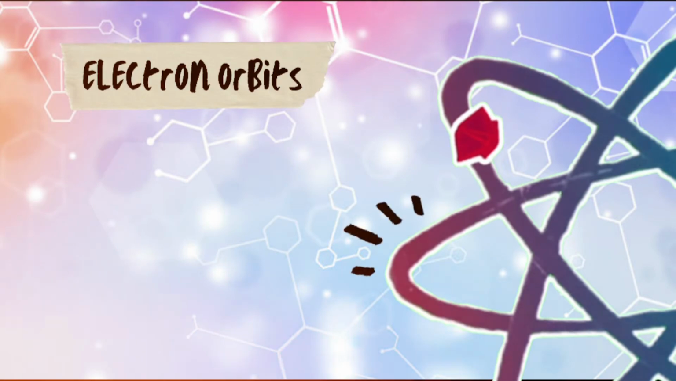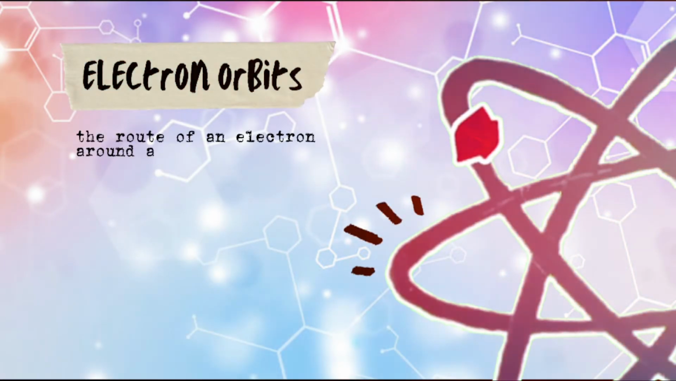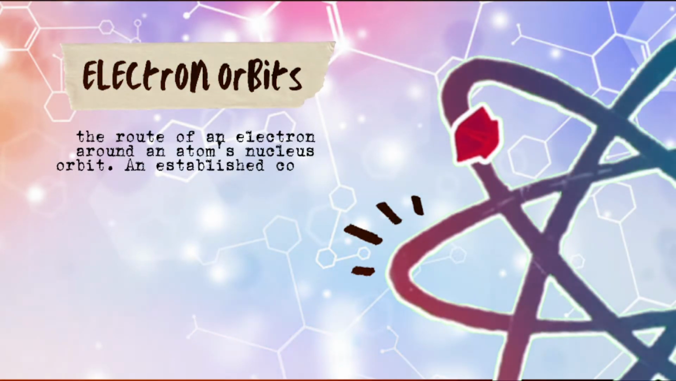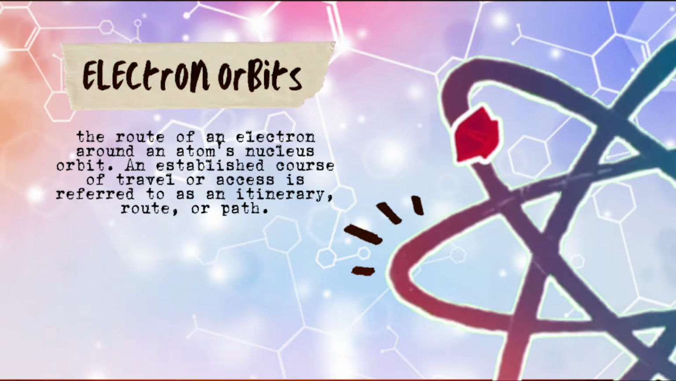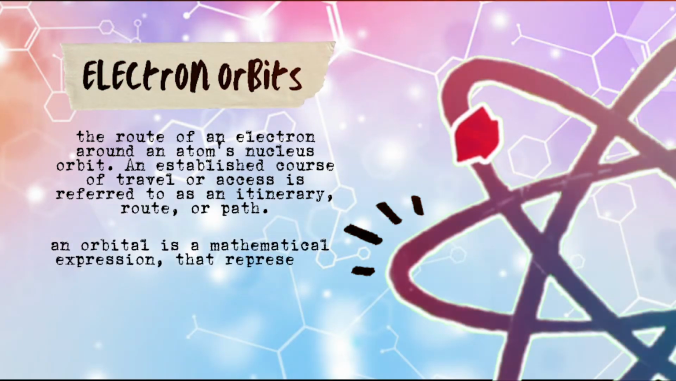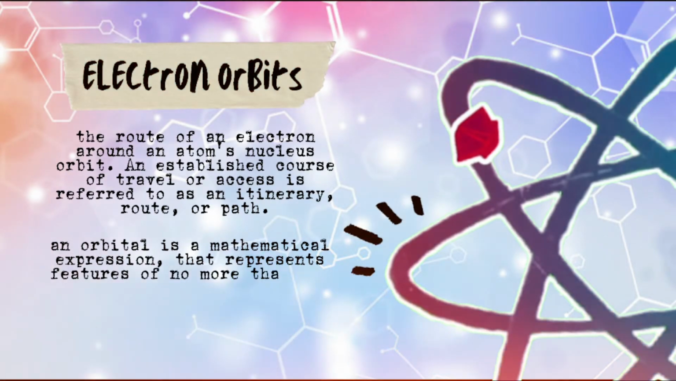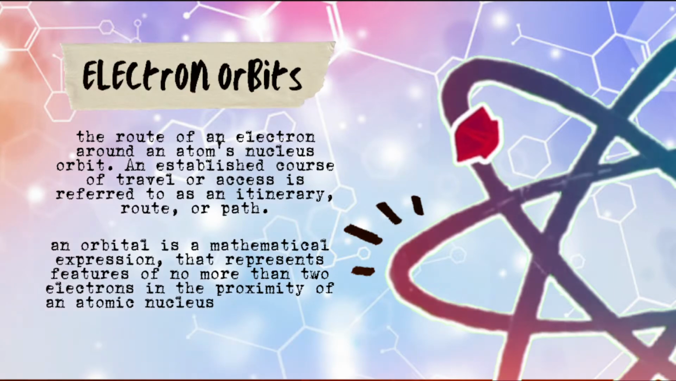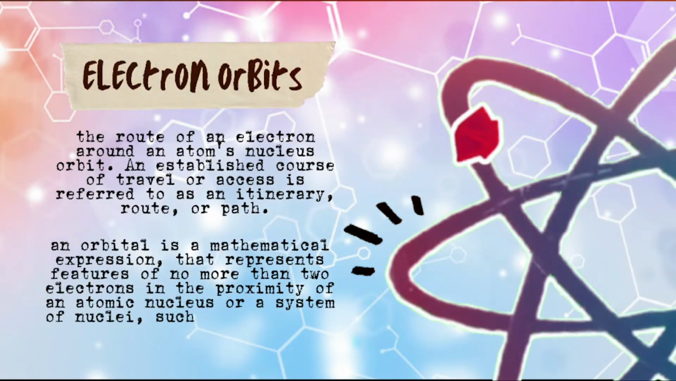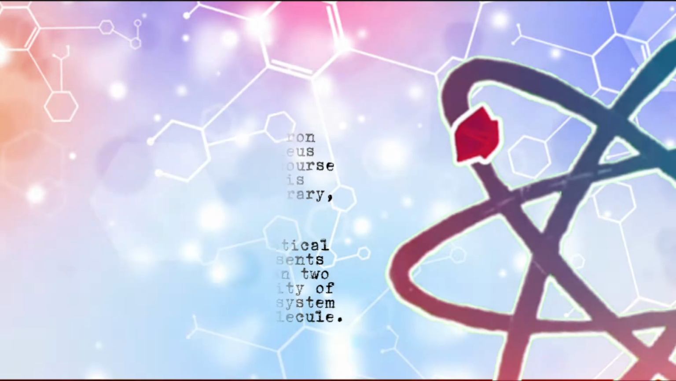An electron orbit is the route of an electron around an atom's nucleus. An established course of travel or axis is referred to as an itinerary, route or path. In chemistry and physics, an orbital is a mathematical expression, sometimes known as a wave function, that represents features of no more than 2 electrons in the proximity of an atomic nucleus or a system of nuclei, such as a molecule. Here's how it's made.